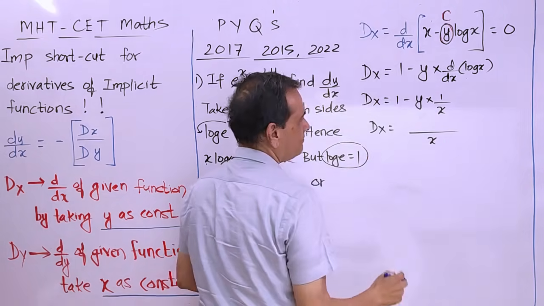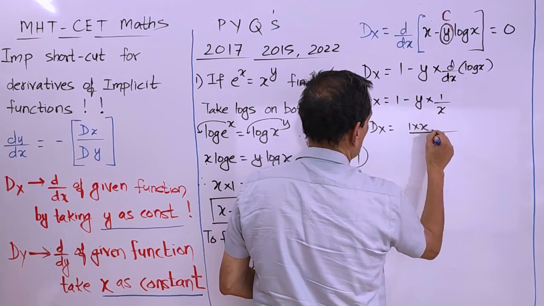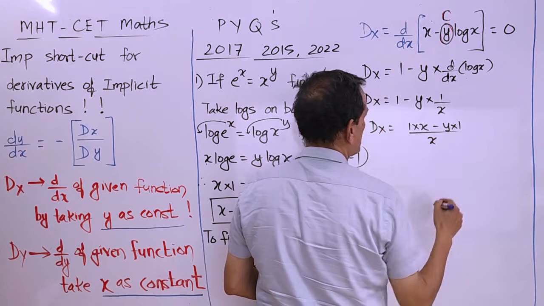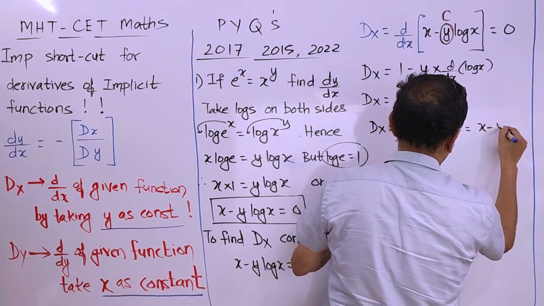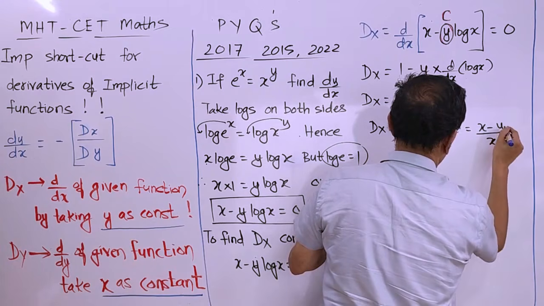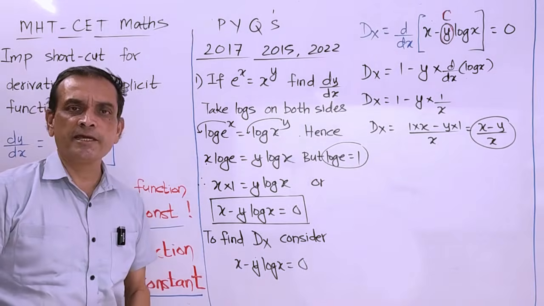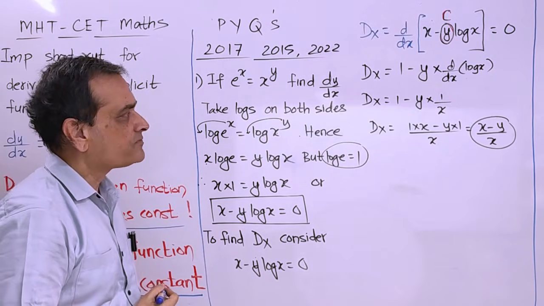x is the LCM. 1 into x minus 1 into y. So you get (x minus y) upon x, that is dx. Okay? Now let us find out dy.